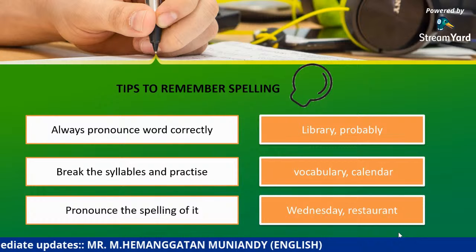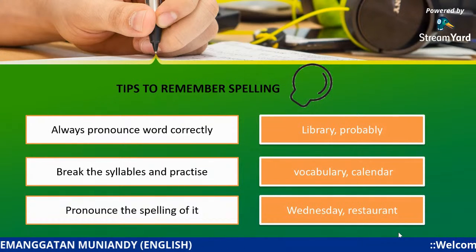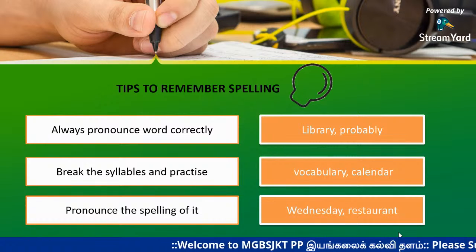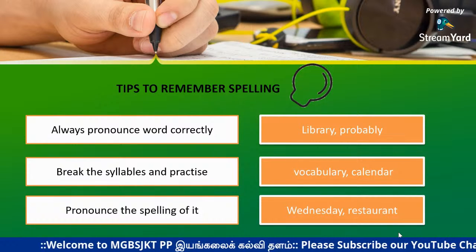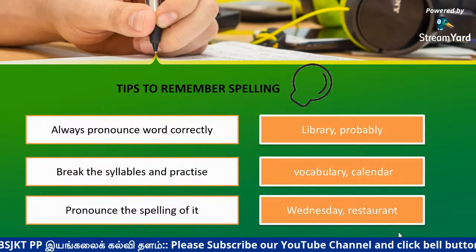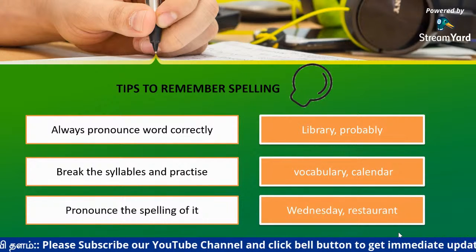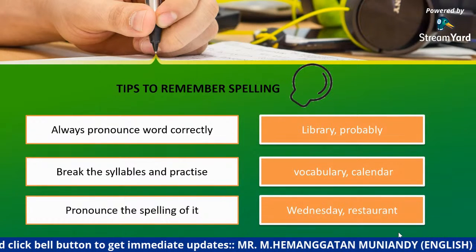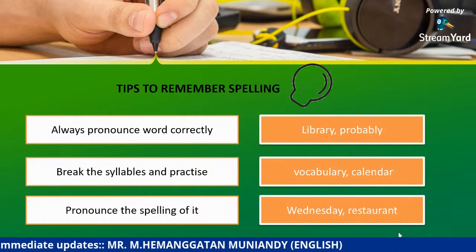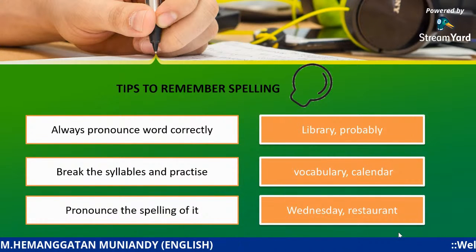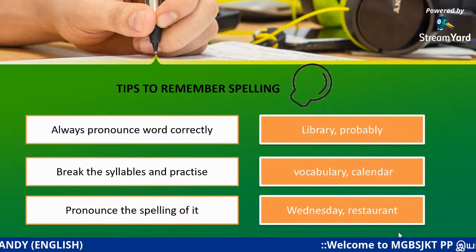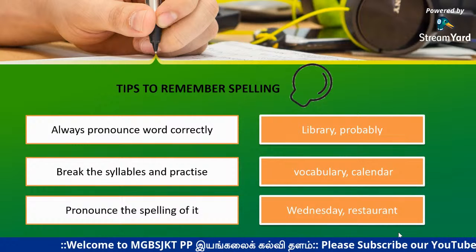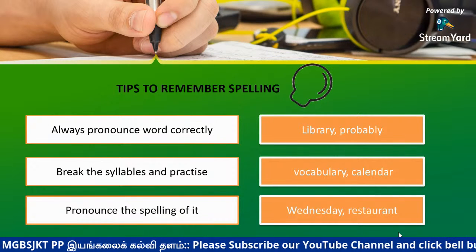The second technique is to break the syllables and practice. I'm sure all of you still remember what syllable means. Syllable, 3 syllables. Vocabulary. How many syllables are there? 5 syllables. So you need to break them up. Because when your teacher asks you to spell vocabulary, you may feel that it is quite difficult because it sounds quite complicated. But try to break them up. Vocabulary. Calendar. This is how you do it.